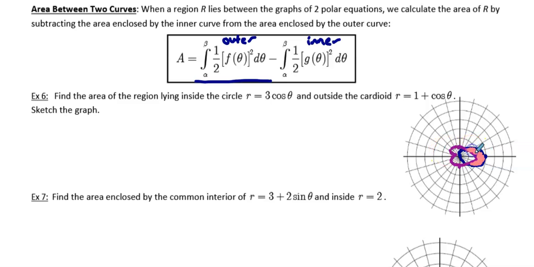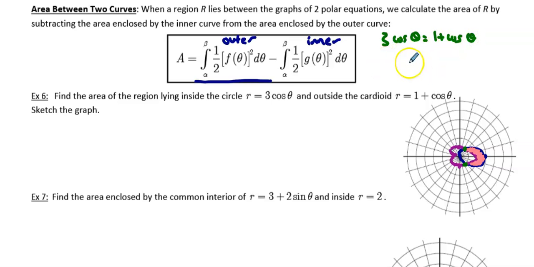So there's a couple of things that we can do in order to solve this problem. And so I'm going to go with what I think is probably the easiest way for me to explain it to you guys. But the first thing we got to do is we got to figure out these intersection points. So we need to know what the intersection point is right here and the intersection point right here. So set them equal to each other. 3 cosine of theta is equal to 1 plus cosine of theta.